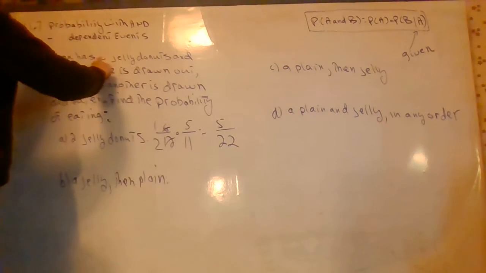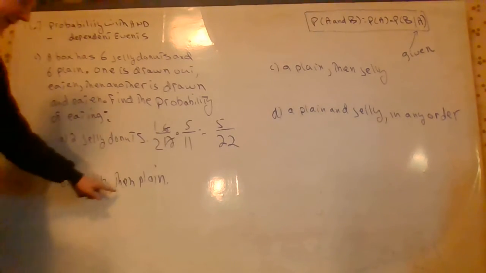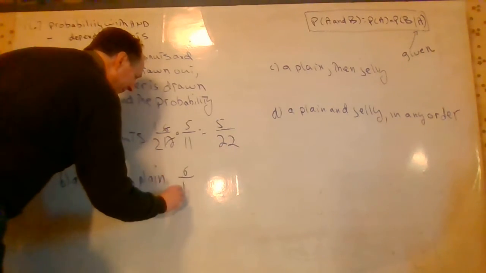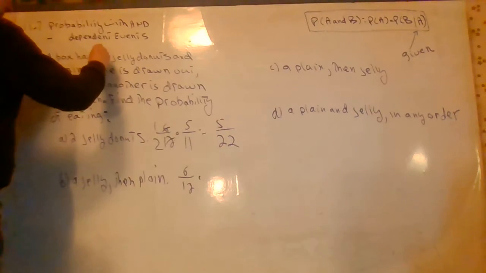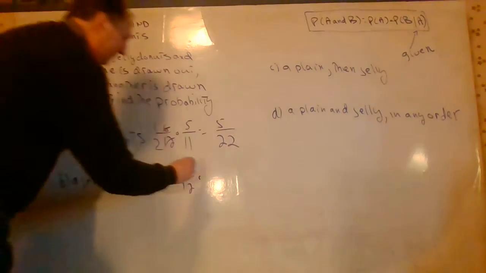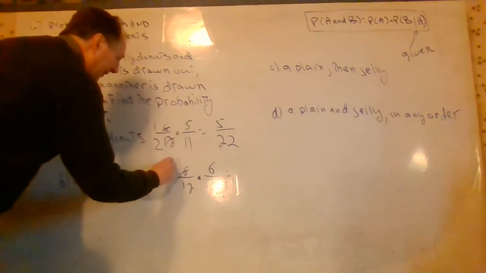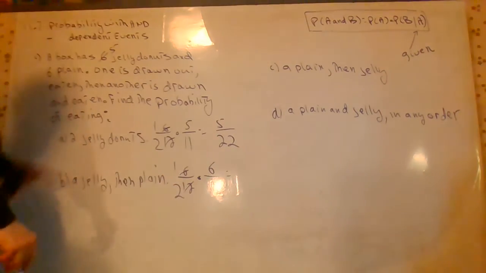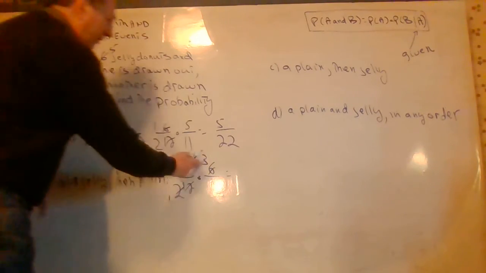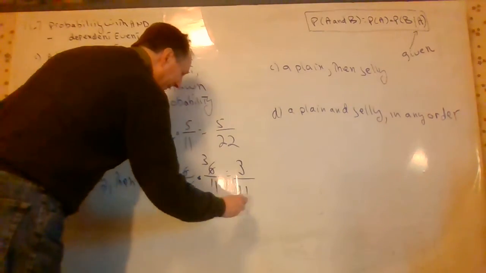Okay, let's reset our counter here. We'll make that a 6. And we want to find the probability of getting a jelly, then a plain. Well, a jelly donut is going to be 6 out of 12. And again, you can make that a 5. Now, a plain donut is going to be 6 out of 11. You can still reduce that to 1 out of 2. And you can further divide the 2 into the 6 3 times. 1 times 3 is 3. And 1 times 11 is 11.